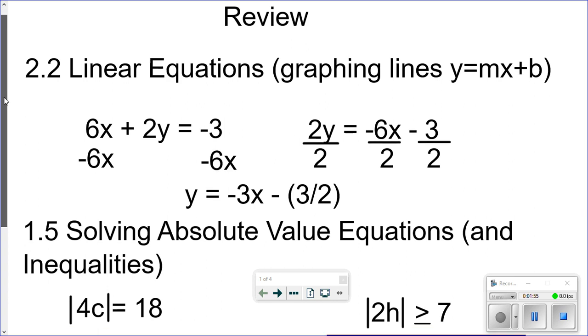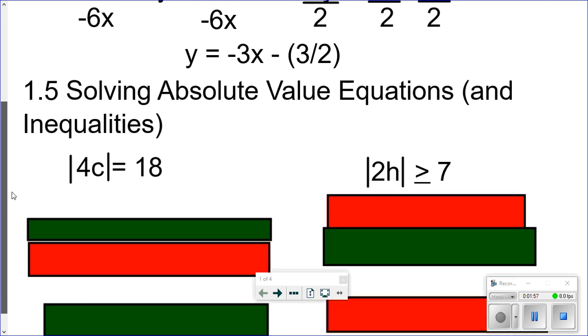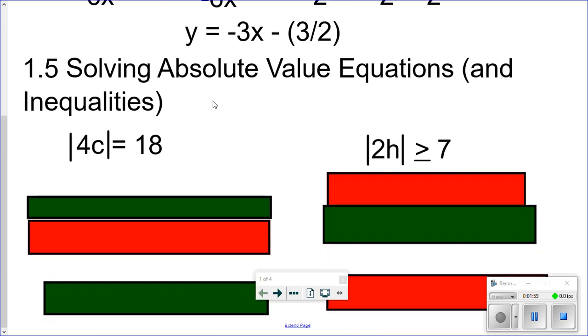We're going to go back a little bit further to solving absolute value equations and inequalities. So here's an example of an absolute value equation. We had the absolute value of 4c equals 18. So to solve that, we have to remember the absolute value indicates distance. So this 4c is 18 units away from 0. So that could be 18 units to the right, which would be a positive direction, or 18 units to the left, which would be a negative direction.